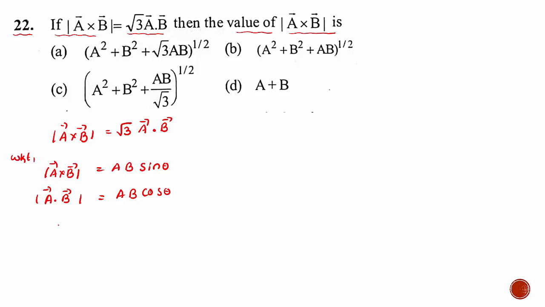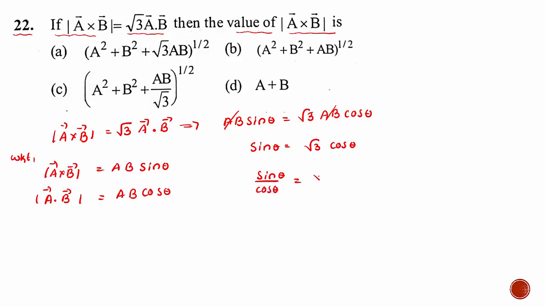Now here it is given the equation A cross B equal to root 3 A dot B. So in place of A cross B, I can write AB sin theta is equal to root 3 into AB cos theta. AB will get cancelled. Sin theta is equal to root 3 cos theta. Sin theta divided by cos theta is equal to root 3. Sin by cos means tan theta is equal to root 3. So tan theta equal to root 3.